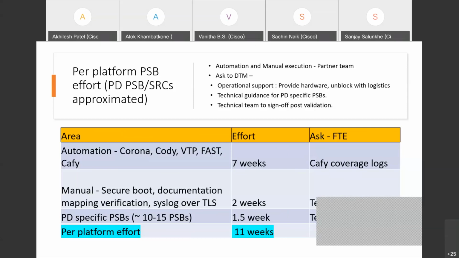And CAFE. CAFE is our in-house infra for automation. There are scripts automated in these areas. Running them completely and analyzing will take around 7 weeks of effort. There are some gaps which need to be manually covered. That will be in the secure boot area, documentation mapping.